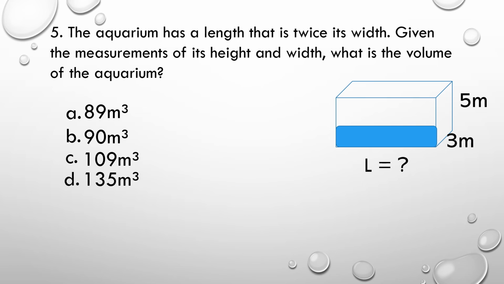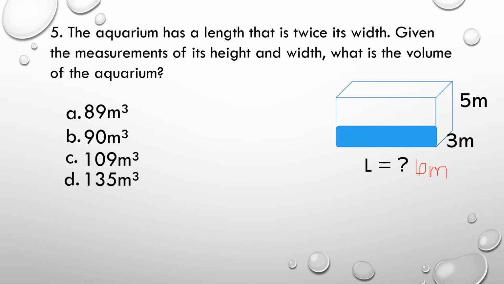Next, the aquarium has a length that is twice its width. Given the measurements of its height and width, what is the volume of the aquarium? Okay, so here we have the height, which is 5, and the width is 3. In finding the volume, we need the length, the width, and the height. So what is given here is that the length is twice its width. It means that the length now is equal to 6 meters.